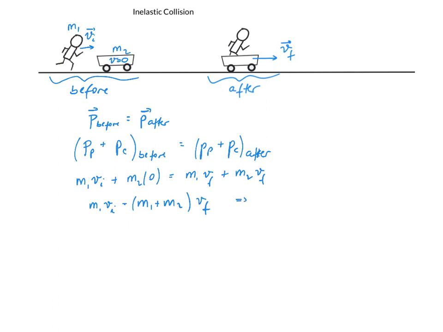I don't know what we would be looking for in this particular problem. Let's say that we want to know the final velocity of the person and cart. So that would just be m1 v initial divided by m1 plus m2. So this would be the answer that we would get for this inelastic collision problem.